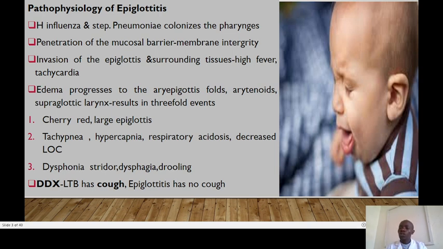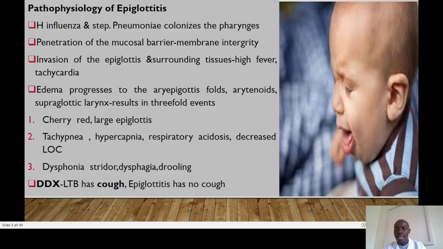In terms of pathophysiology, Haemophilus influenzae or Streptococcus pneumoniae will colonize the pharynx, and then there will be penetration of the mucosal barrier, so it interferes with membrane integrity. This provides an excellent opportunity for invasion of the epiglottis and surrounding tissues, and this results in high fever and tachycardia. With this edema, we now progress to the different folds: the epiglottic folds, the arytenoids, and the supraglottic larynx, resulting in these threefold events.